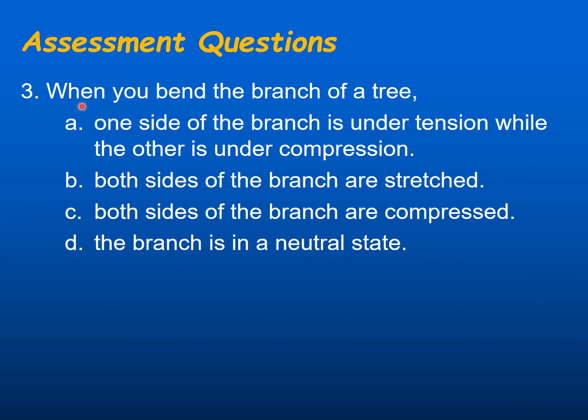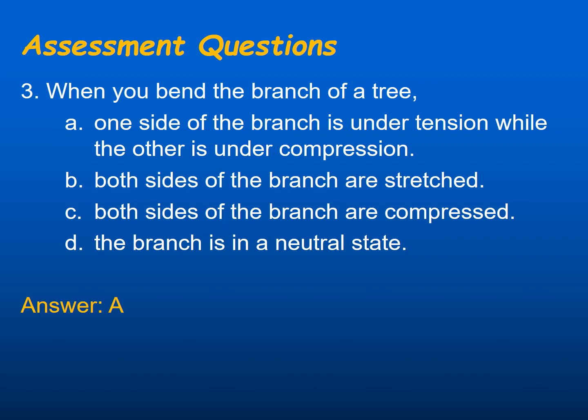Another question: when you bend the branch of a tree, one side of the branch is under tension while the other is under compression. Both sides of the branch are stretched. Both sides of the branch are compressed. The branch is in a neutral state. Which one is the proper answer? Think about it. The answer is A. When you bend a branch of a tree, obviously one side of the branch will have tension and the other side will have compression.